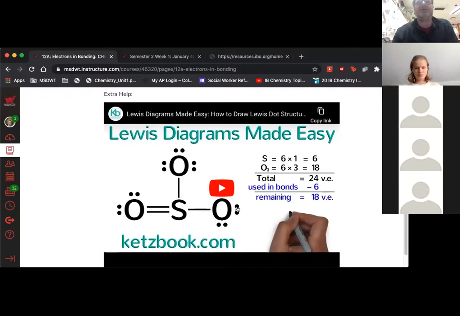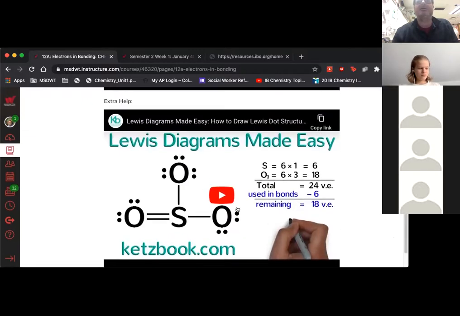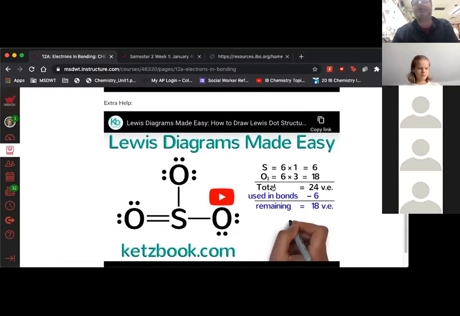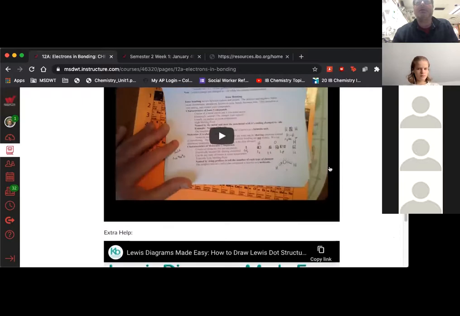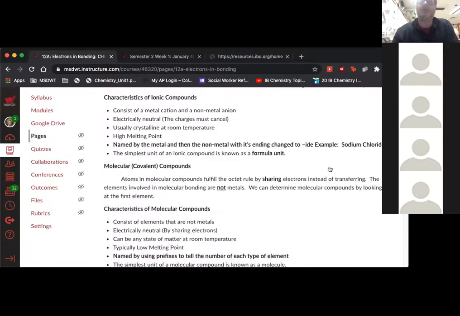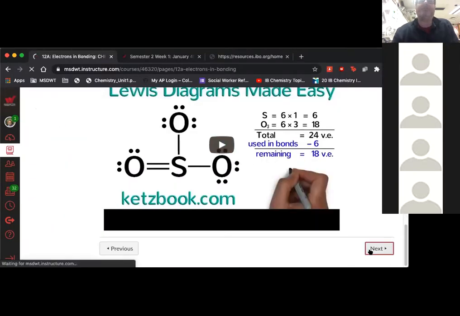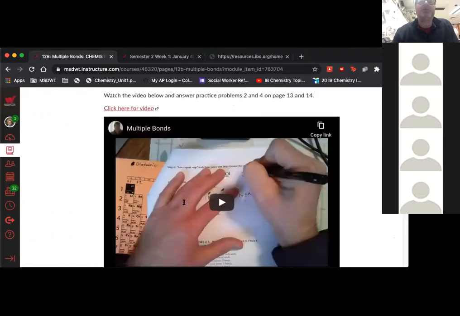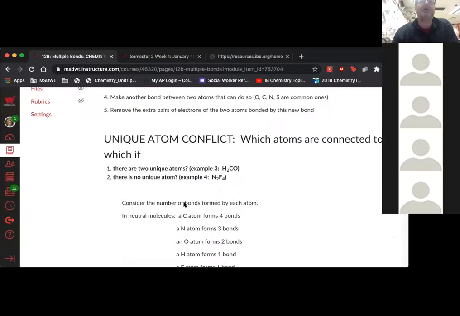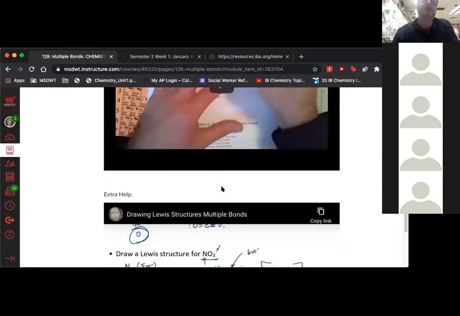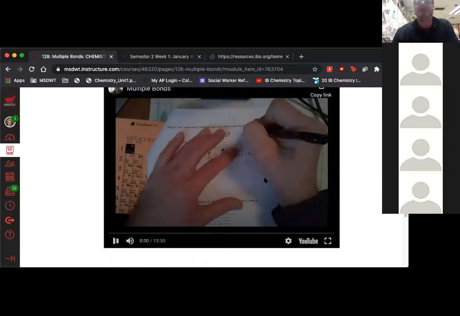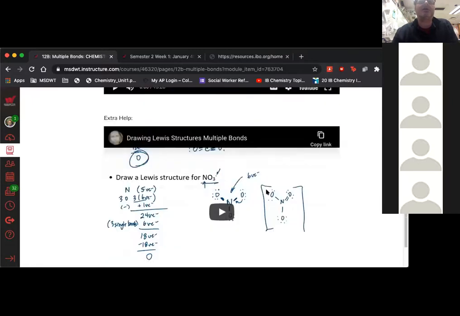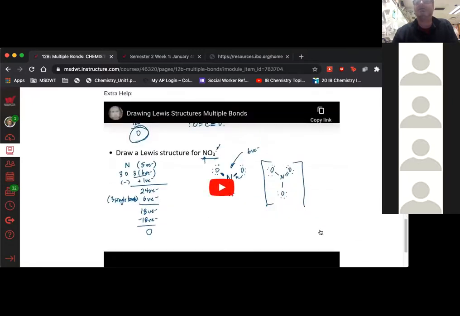Right here, you can see there's supplemental help if you need it. This is not one that I normally use, but I really like the way that they went through it a little more step-by-step than a lot of the other things. And if you're digging this, by all means, you can go and do Tuesday's work too, where we talk about multiple bonds and nonunique atom conflict. You can watch this video, which I did in 13 minutes, and then watch this one.